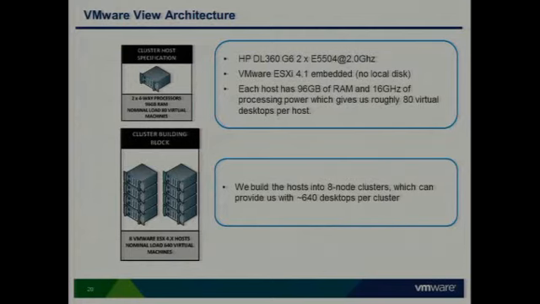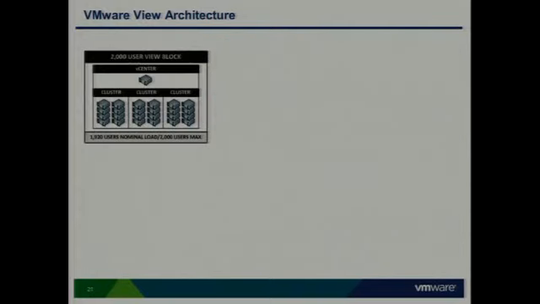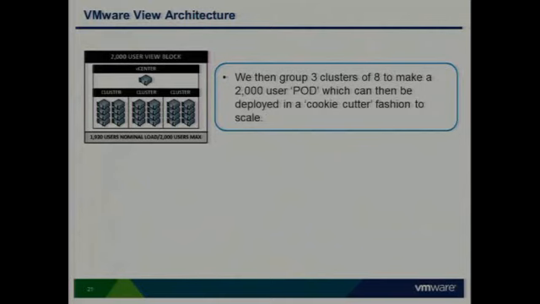8 node clusters and about six. It's probably a bit less than 640 desktops in a cluster, a nominal load there. And then the cluster groups up into three lots of 8. If anyone's seen the architecture before, it's all old news to you. And that then becomes a pod which supports our 2,000 users.